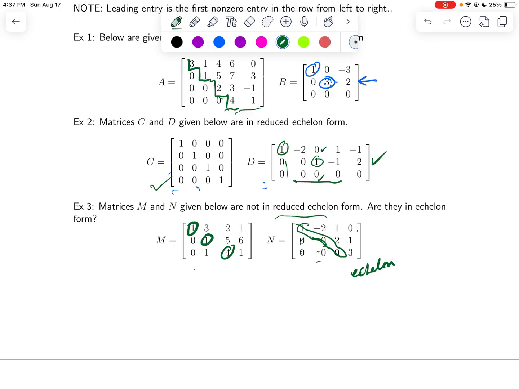This is not echelon. So if not echelon, it is not reduced echelon. It is not reduced and it is also not an echelon. So this one is not reduced echelon, but it is echelon. So it is echelon, but not in reduced echelon.